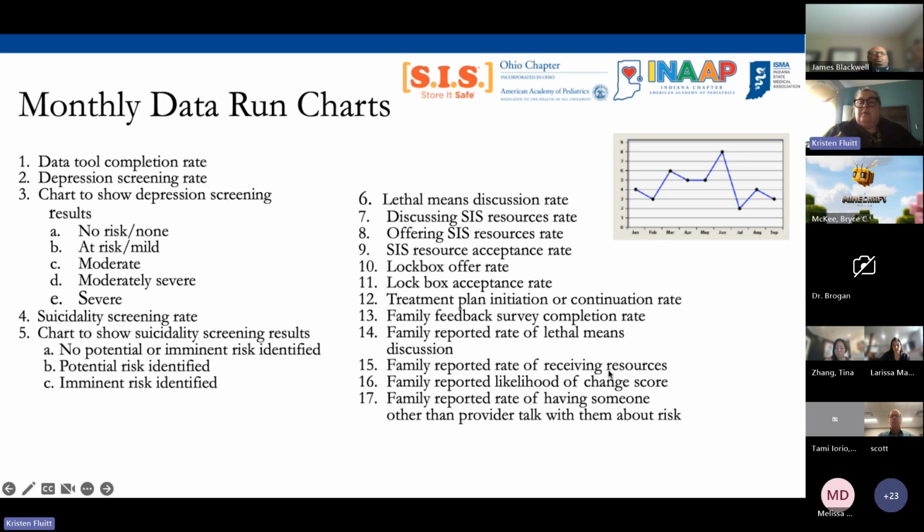And then from that, families report: did they receive a lethal means discussion? Did they receive resources? What's the likelihood they're going to make changes based on the conversations at the appointment? And have they ever had anyone outside of their child's provider talk to them about these kinds of risks?